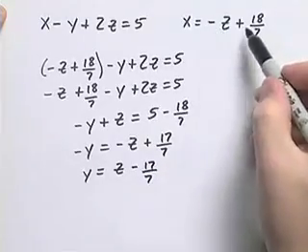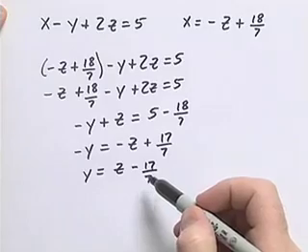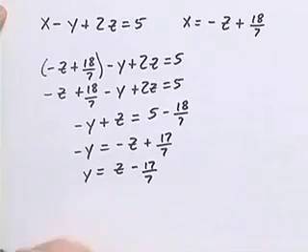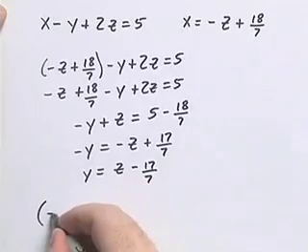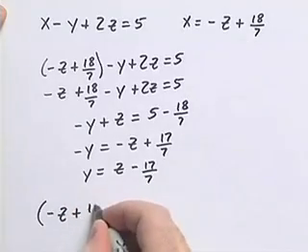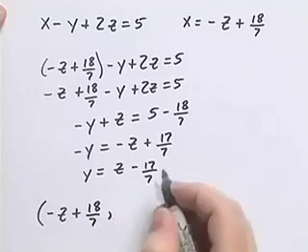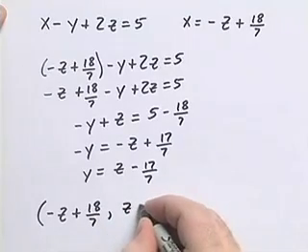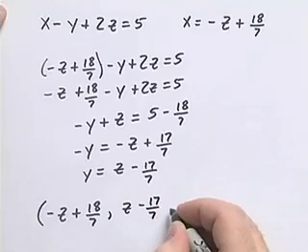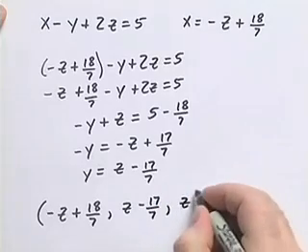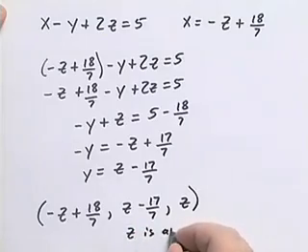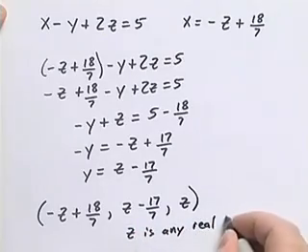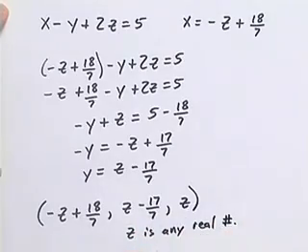So now that we've expressed x in terms of z and y in terms of z, we can write a general ordered triple as our solution. X is negative z plus 18/7. Y is z minus 17 over 7. And then z is just z. We'll say z is any real number. And we have our ordered triple solution.